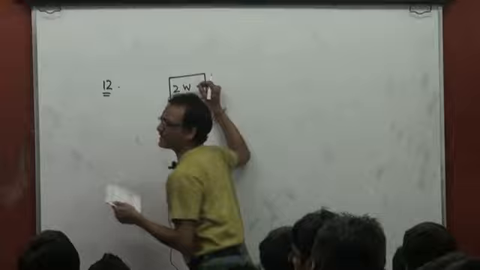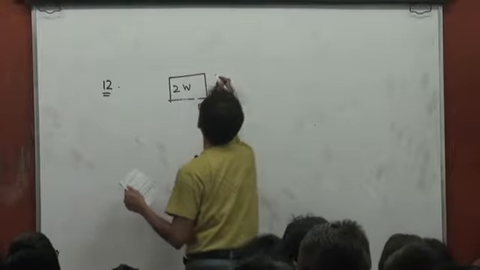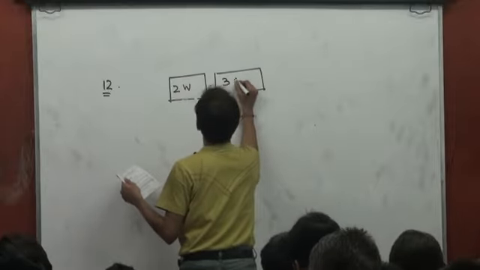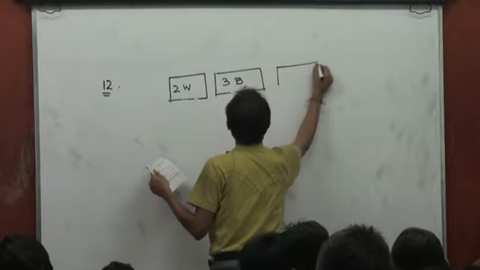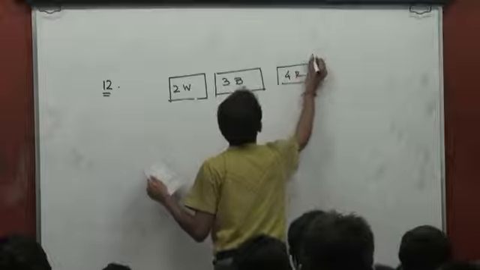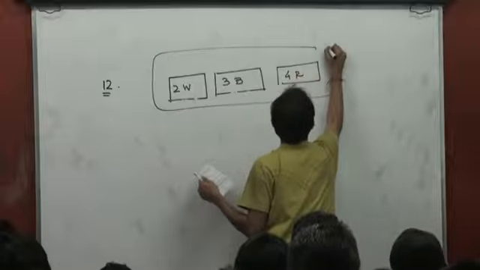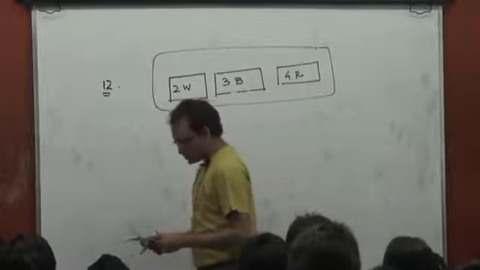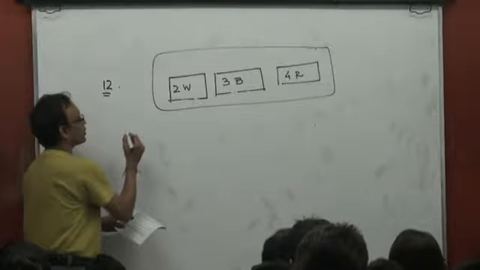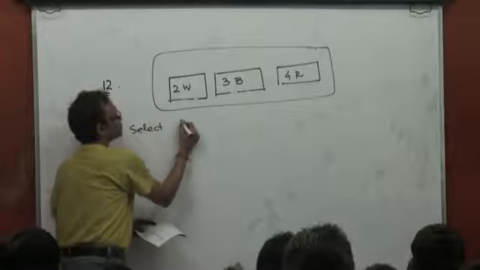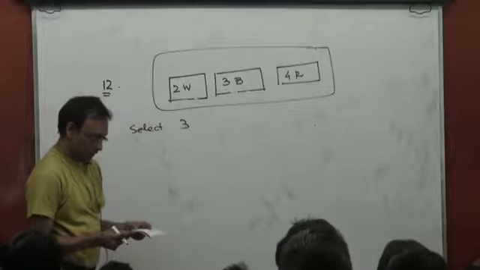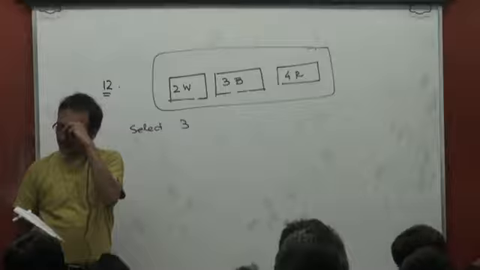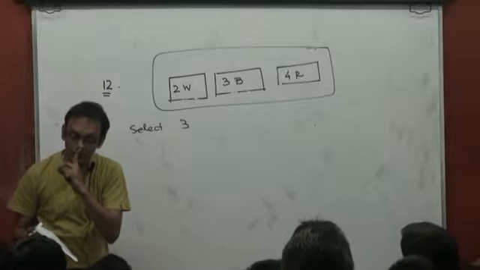Two white balls, we'll assume that these are different white balls, right? 2 white balls, 3 black balls, and 4 red balls in a box, right? The number of ways in which we can select 3 balls from the box, if at least 1 black ball is to be included in the selection.